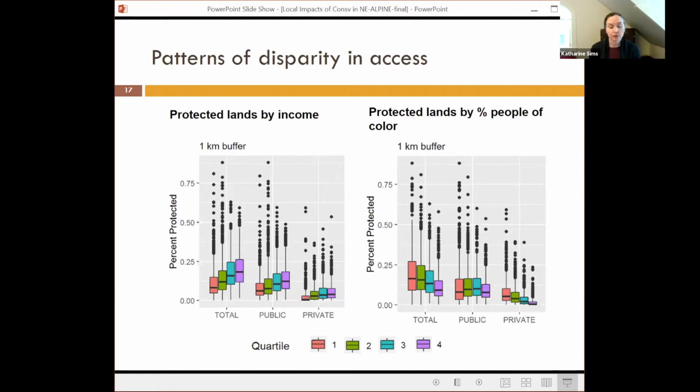And these patterns, of course, are connected to the fact that most marginalized communities in the region are in urban areas where pressures for land development have been high. So there have been fewer opportunities for protection. But even if we look only within census tracts that are urban, we still see the same patterns and we still see big disparities in access to available protected land. If there's time in the discussion, I can show you those graphs as well.